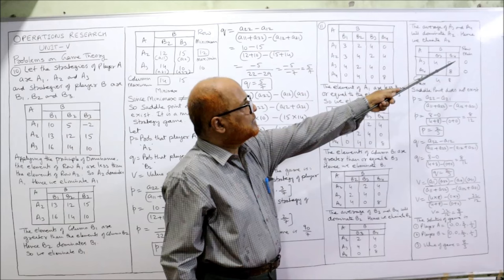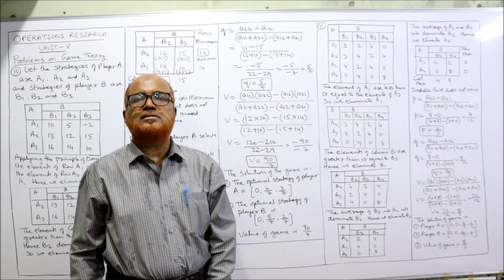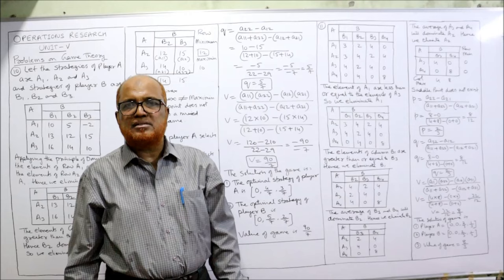Now, row minimum, 0, 0. Column minimum, 4. Column maximum, 4, 8. Again, you can see maximum is not equal to minimax, so saddle point does not exist. It's a mixed strategy game. So again, we have to calculate P, Q and V.